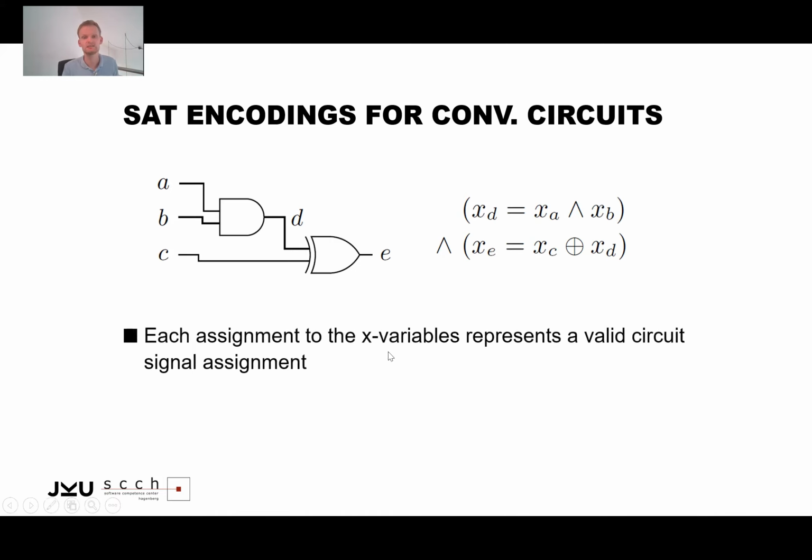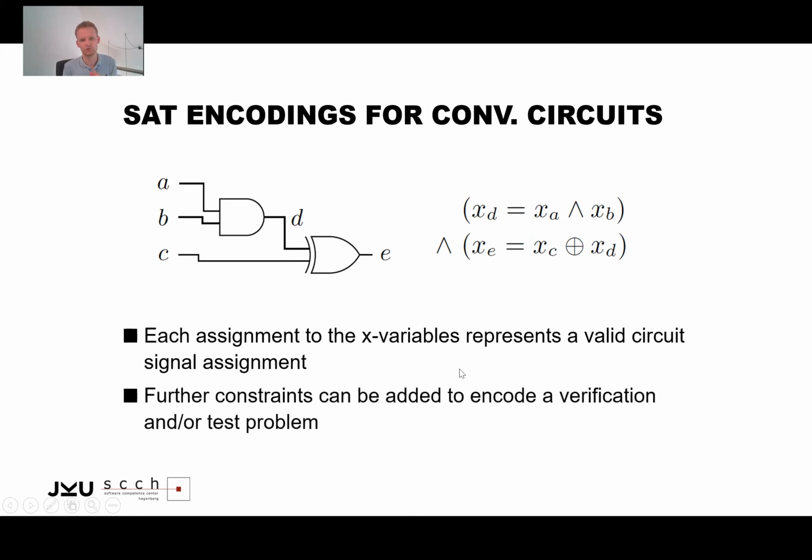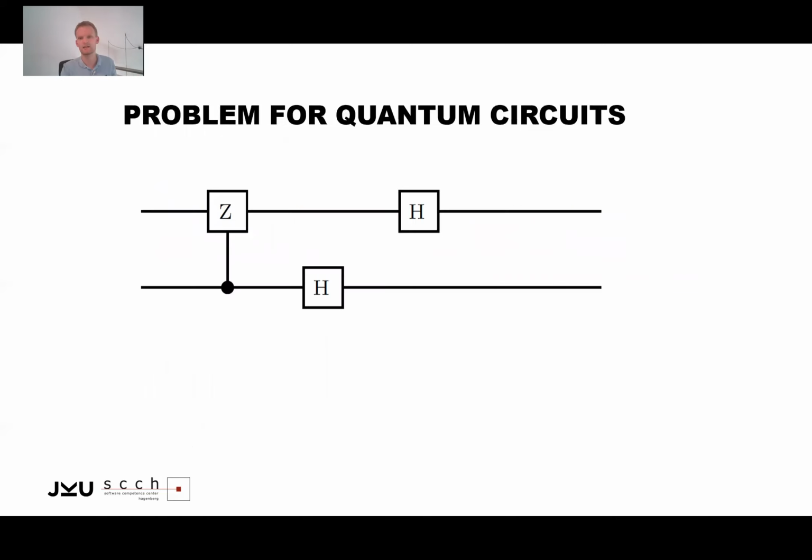So basically, each assignment to the X variable represents a valid circuit assignment, and further constraints are added, for example, to encode a verification or test problem. So this is something which is very established in the conventional realm. And now the question is, can we do that for quantum circuits as well?